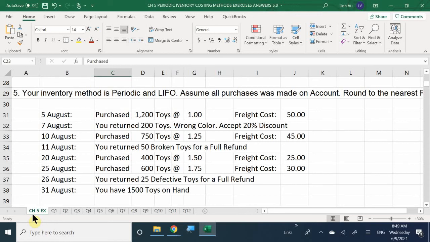They purchased 600 toys at $1.75. So we end up buying more. That means our 400 batch, everything was good, no changes there, so we'll have to transfer that into our goods available. But let's go ahead and take a look at recording that we got 600 units at $1.75.